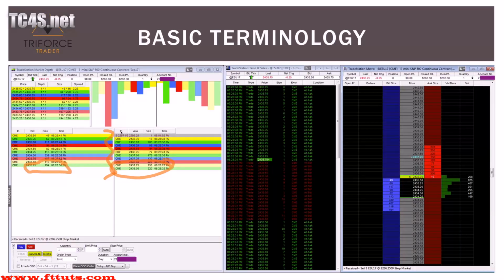It's just telling you who's buying and selling: how many people want to buy and at what price, and how many people are willing to sell something and at what price. Okay, it's like an auction. It's the best way to think about it.